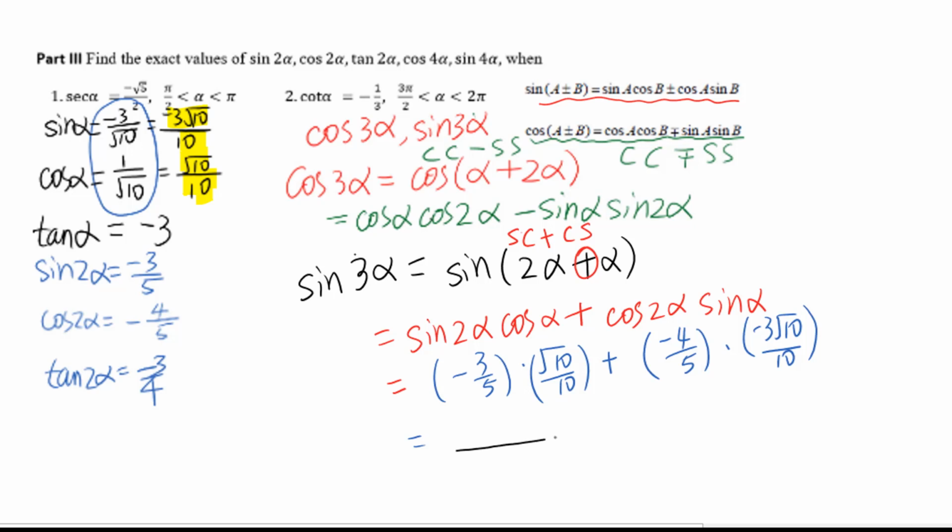We have the same denominator, that is 50. Negative 3 times the square root of 10, that will be negative 3 square root of 10. Here, negative 4 times negative 3, negative negative will be positive. So you get the positive 12 square root of 10. Combine like terms, you will get 9 square root of 10 over 50.